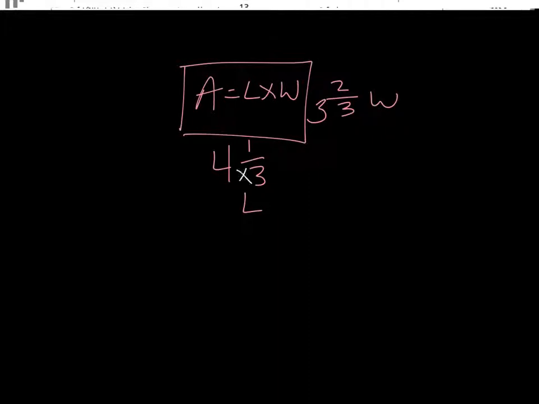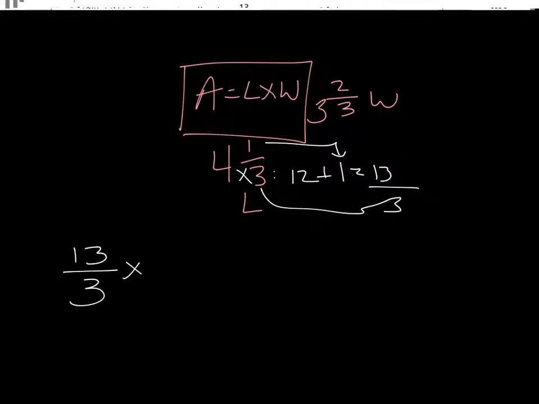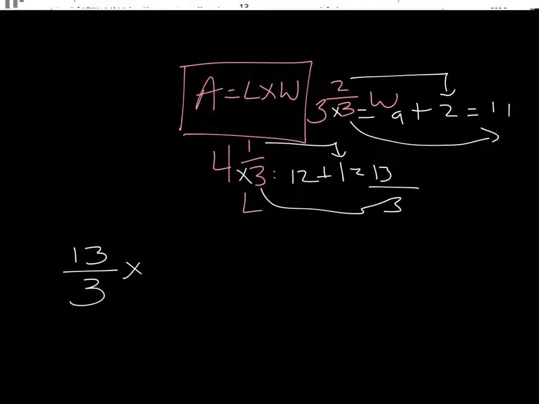We're going to multiply 4 times 3 to get 12. We're going to then add our numerator to get 13, and our denominator will stay the same at 3. So we have 13 over 3. On our width, we're going to multiply 3 times 3 to get 9. We're going to add our numerator to get 11, and our denominator will stay the same at 3. So we're going to multiply 13 thirds times 11 thirds.